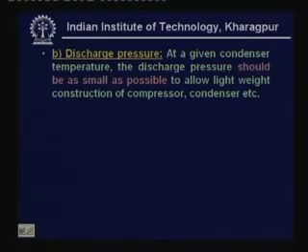The second requirement, discharge pressure. At a given condenser temperature, the discharge pressure should be as small as possible to allow lightweight construction of compressor, condenser, etc. So, unlike suction pressure, at a given condenser temperature, discharge pressure should obviously be as low as possible. This is because once it is low, the maximum operating pressure of the system will be low, because that is decided by the condenser pressure.